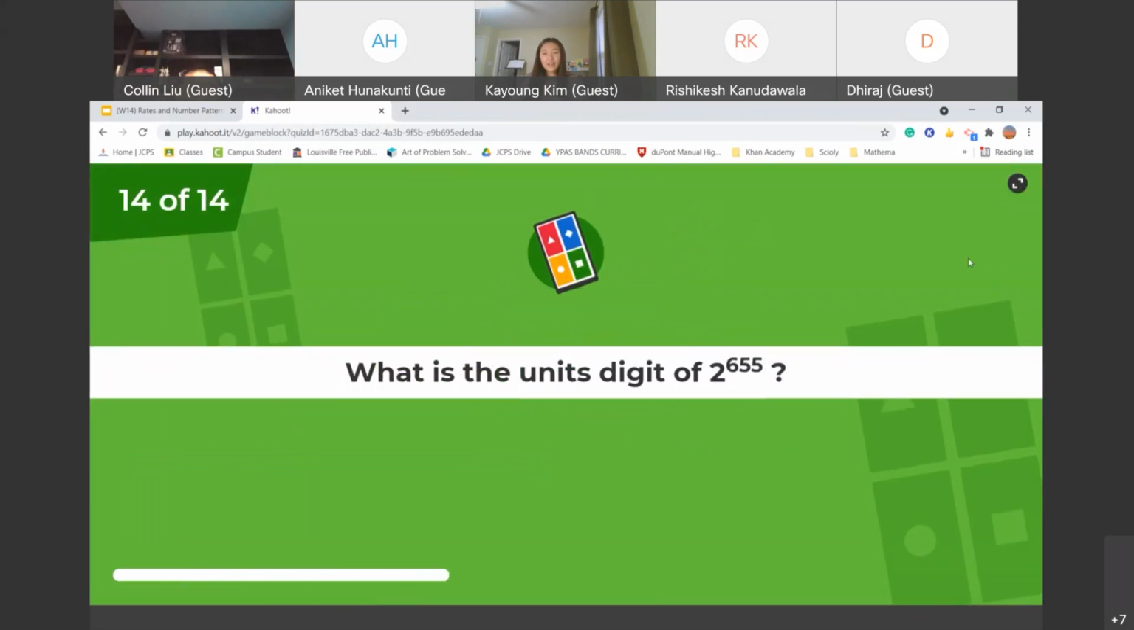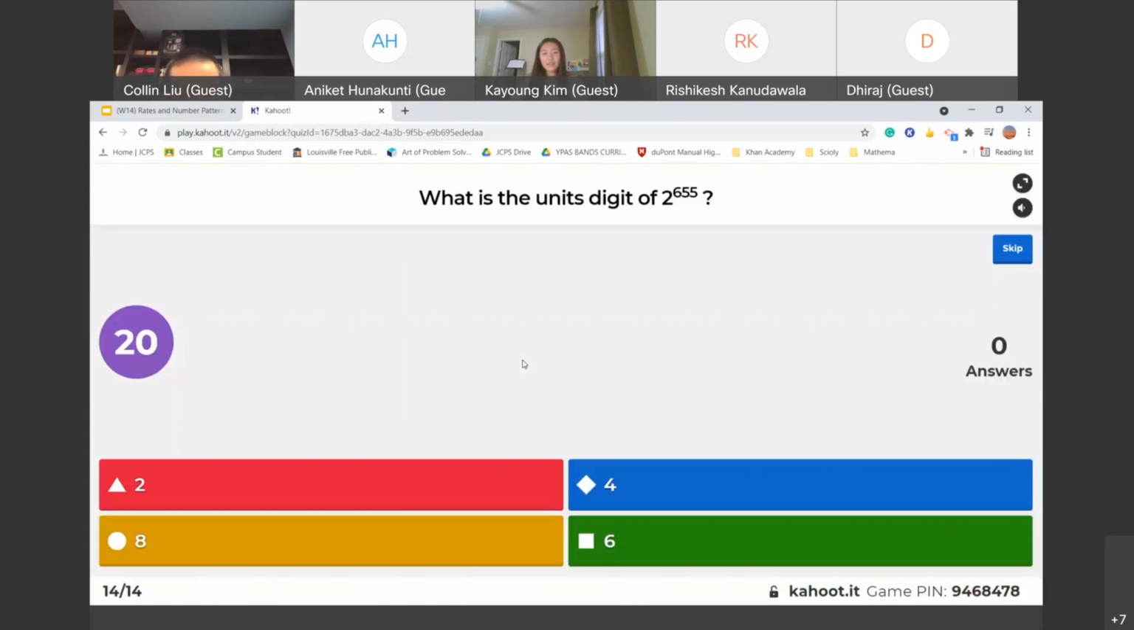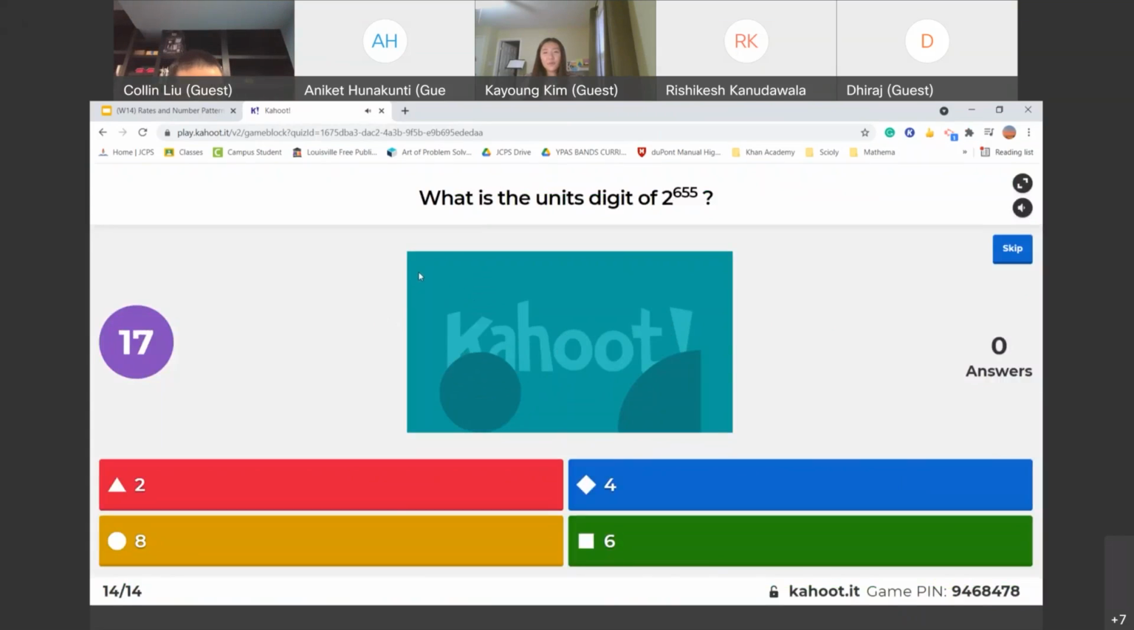Last question. Who's going to get it right? 155. I'll tell you the pattern. It's 2, 4, 8, 6. No, it's not 2, 4, 8, 6. It's 2, 4, 8, 6. What's the answer? Calculate 155 mod 4.